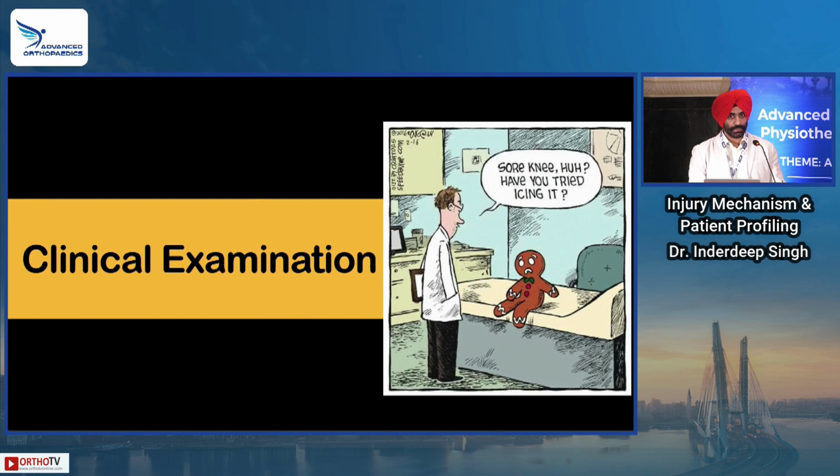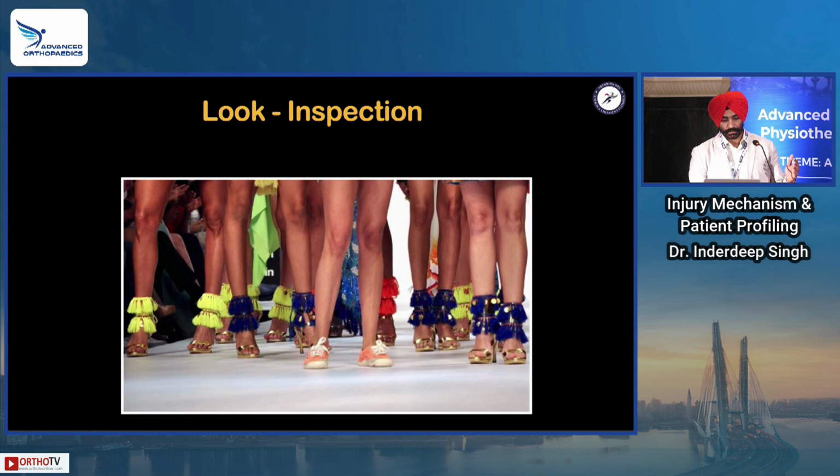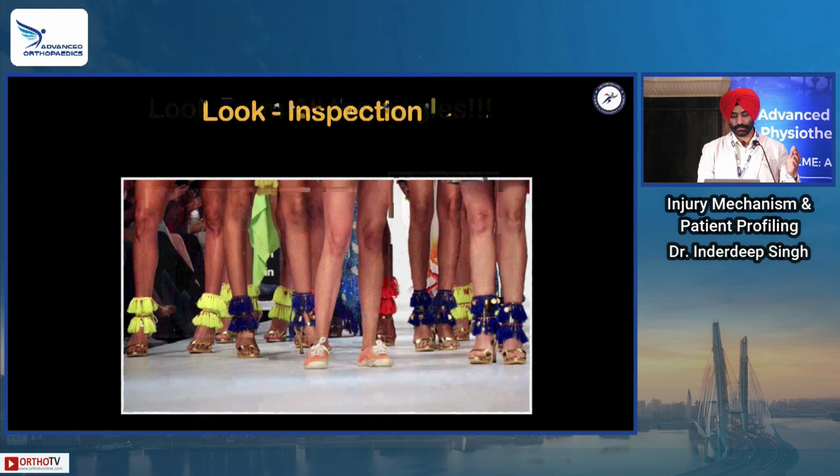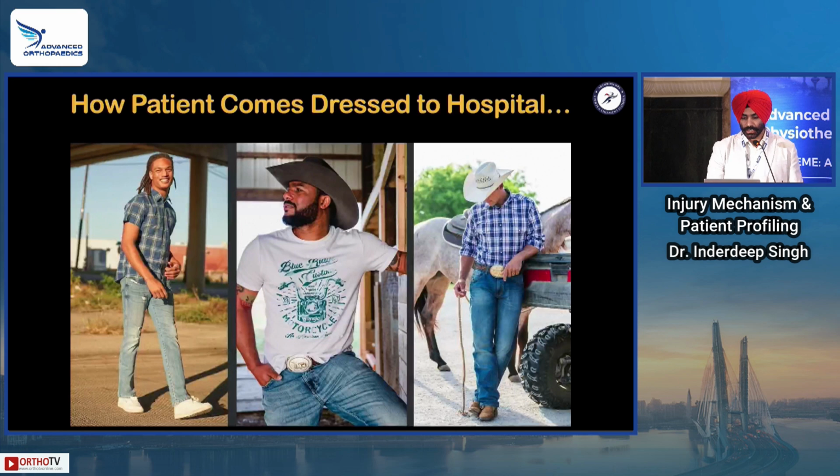The clinical examination is one of the most important aspects when you start looking at the patient. So I will always say look at it like A, B, C. Look at the alignment first, look at the balance, stability, and then look for the cushions and the cartilage. So look at the leg from all sides, not just from the front. Look from front, side, and back, because a different angle will give you different information. Normally, patients come to us dressed in tight, narrow-fitting jeans.